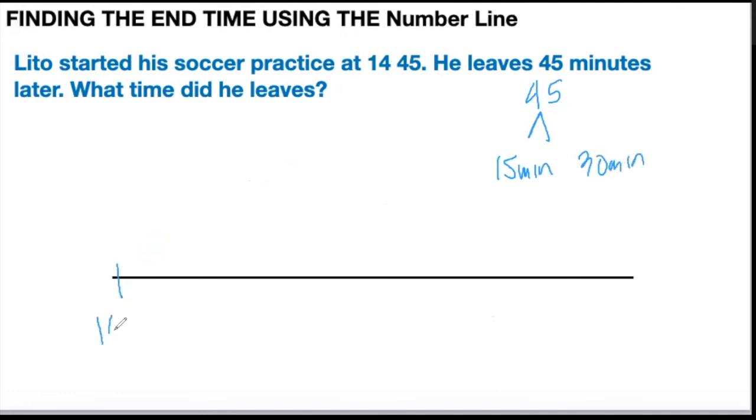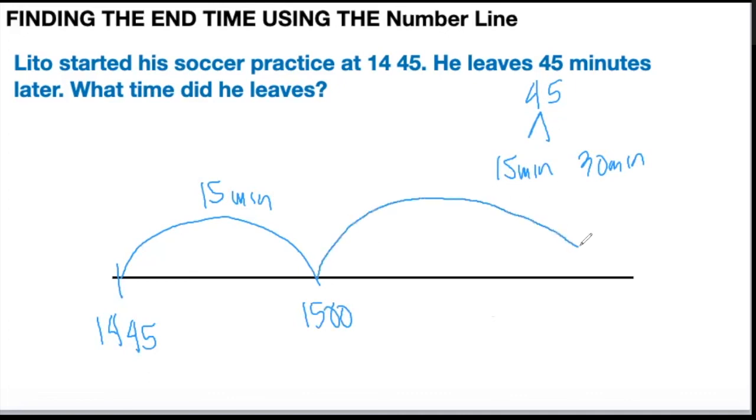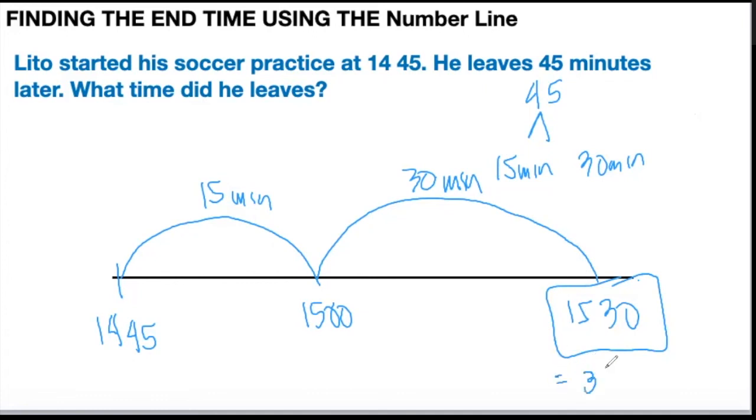So from our start time 14:45, we can first add the 15 minutes. So it will give us 1500 hours. And then to complete the 45 minutes, we need to add now the 30 minutes. And that is just 15:30. So Lito will leave the practice at 15:30, which is equivalent also to 3:30 p.m.